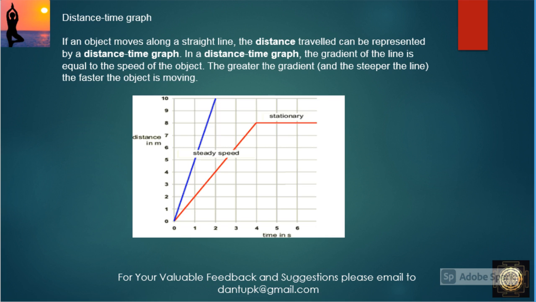Distance time graph. If an object moves along a straight line, the distance traveled can be represented by a distance time graph. In a distance time graph, the gradient of the line is equal to the speed of the object. The greater the gradient, the faster the object is moving.